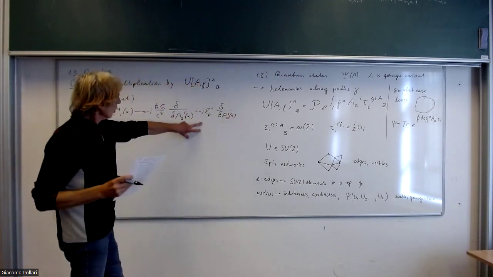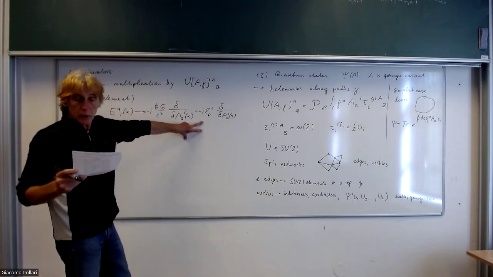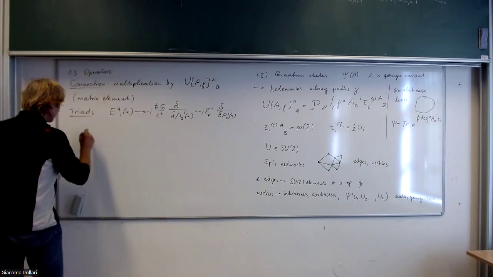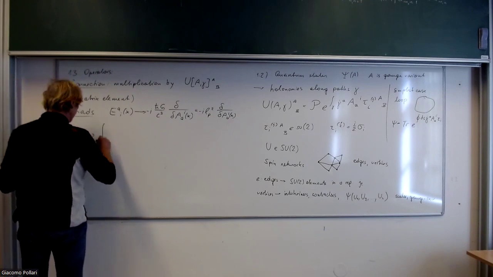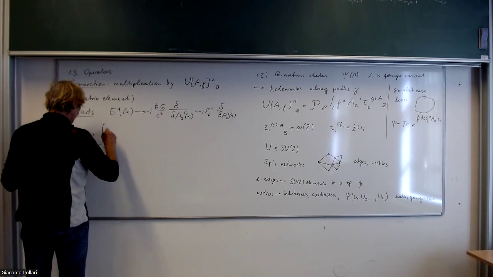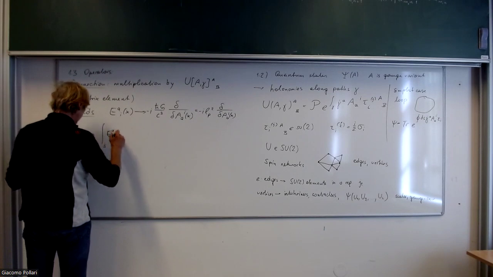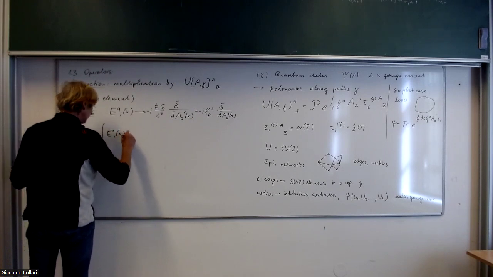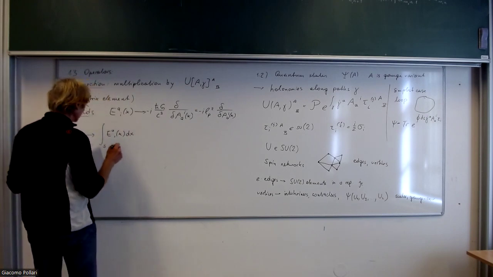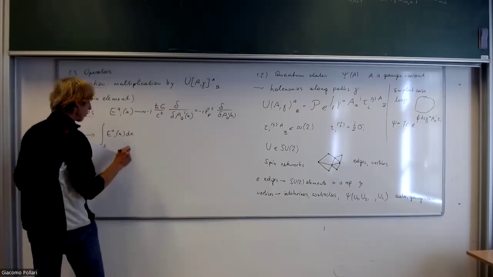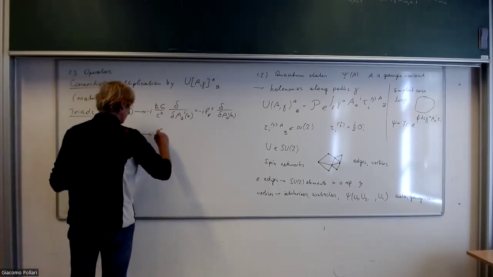This is an operator valued distribution, and to get an operator, we integrate over some surface E AI x dx. And this gives a flux.